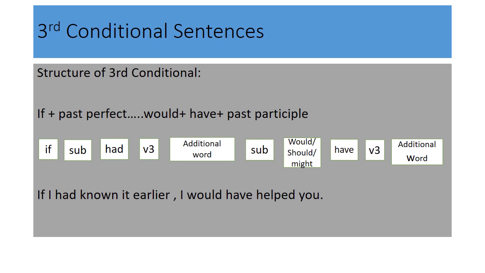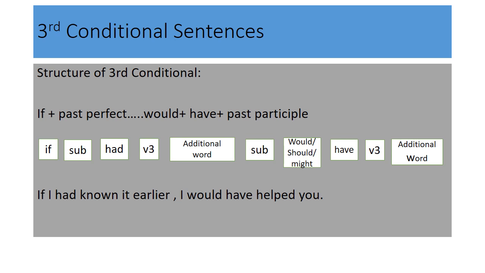At first, if plus subject plus had as the auxiliary verb of past perfect tense, then the past participle form of main verb, then some additional words, then again another subject, then you have to use would, should, might, then you have to use have, and then again the past participle form of the main verb, and at last you have to use some additional words. Let me clarify it with example.